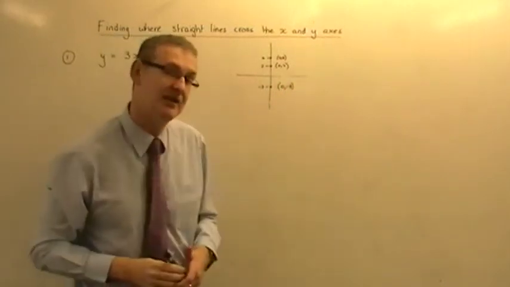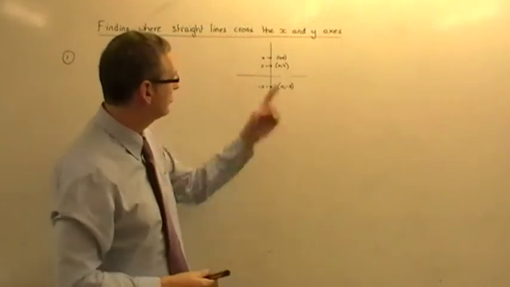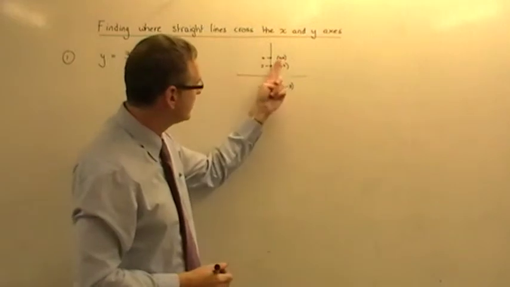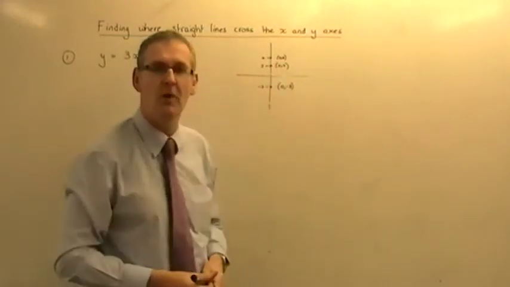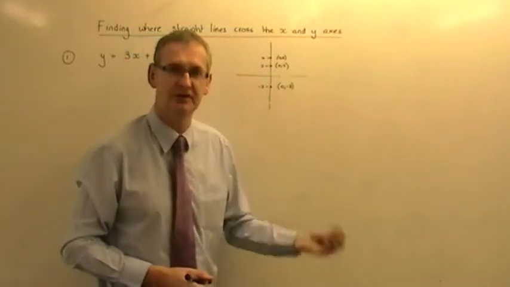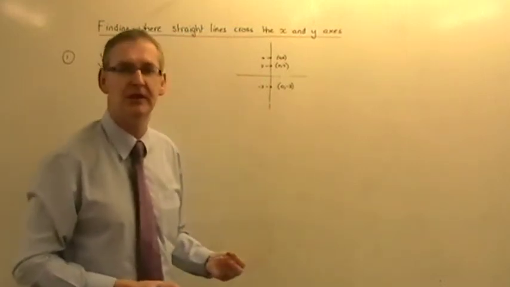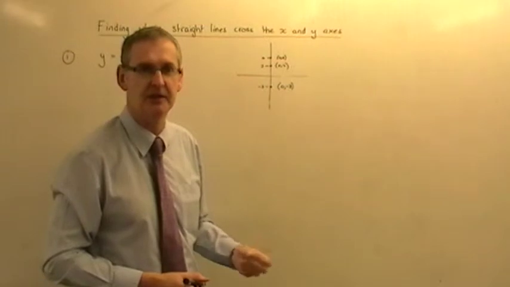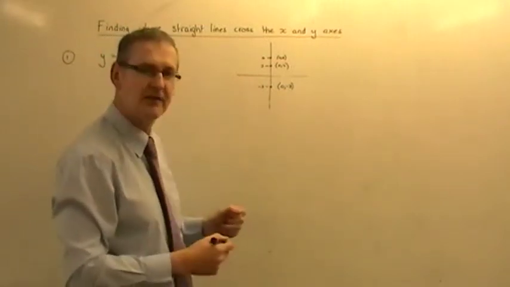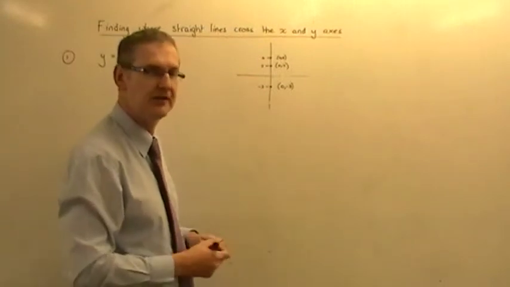So it doesn't matter where the straight line crosses the y-axis, you can see that the x-coordinate will always be 0. Always 0, something. That's going to be the coordinate where it crosses the y-axis. So with that in mind, we make use of that fact to do the following method.